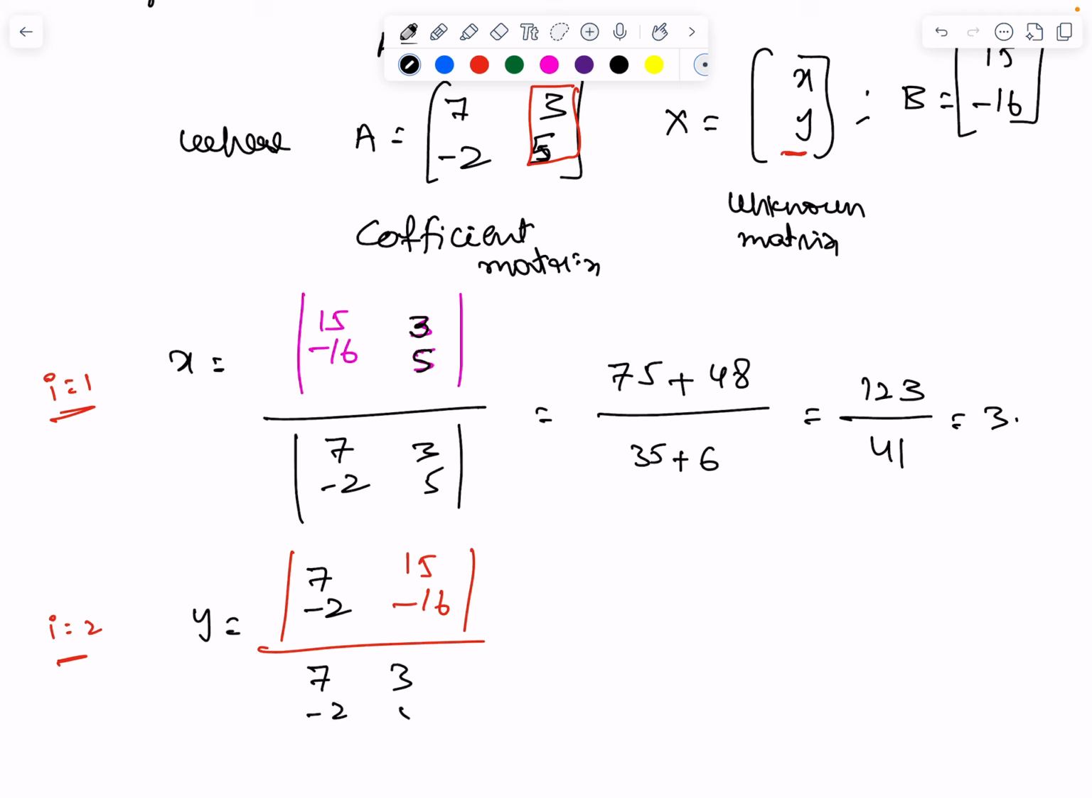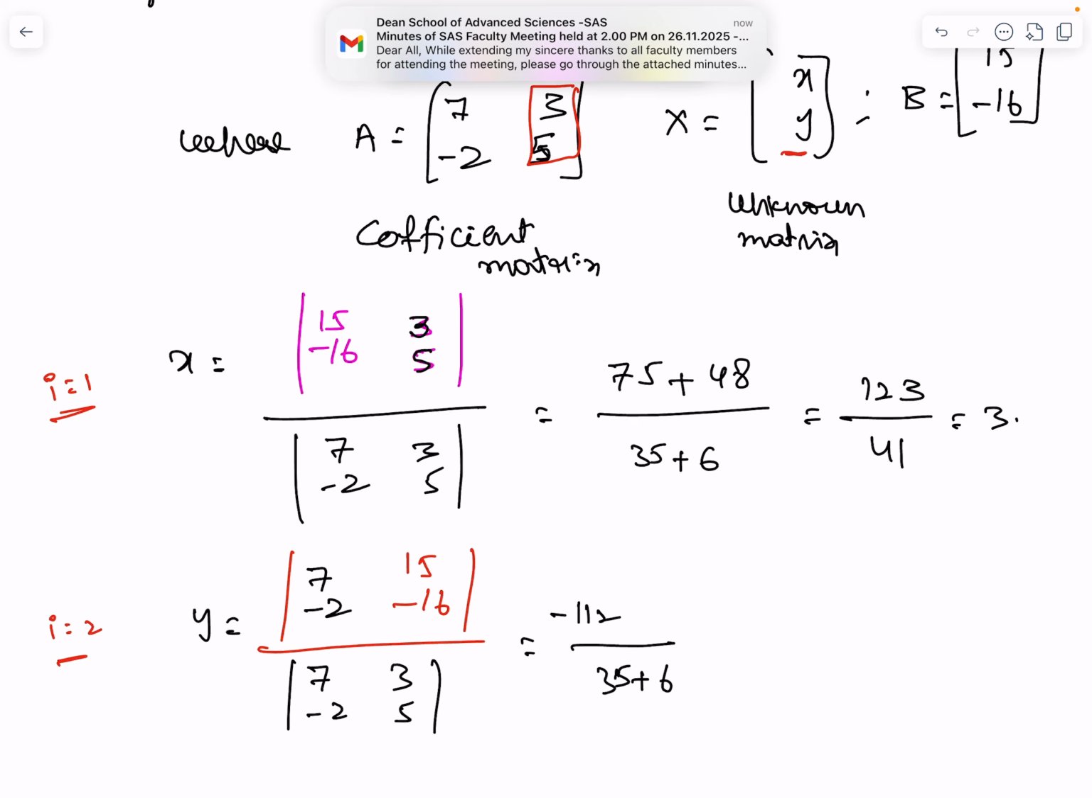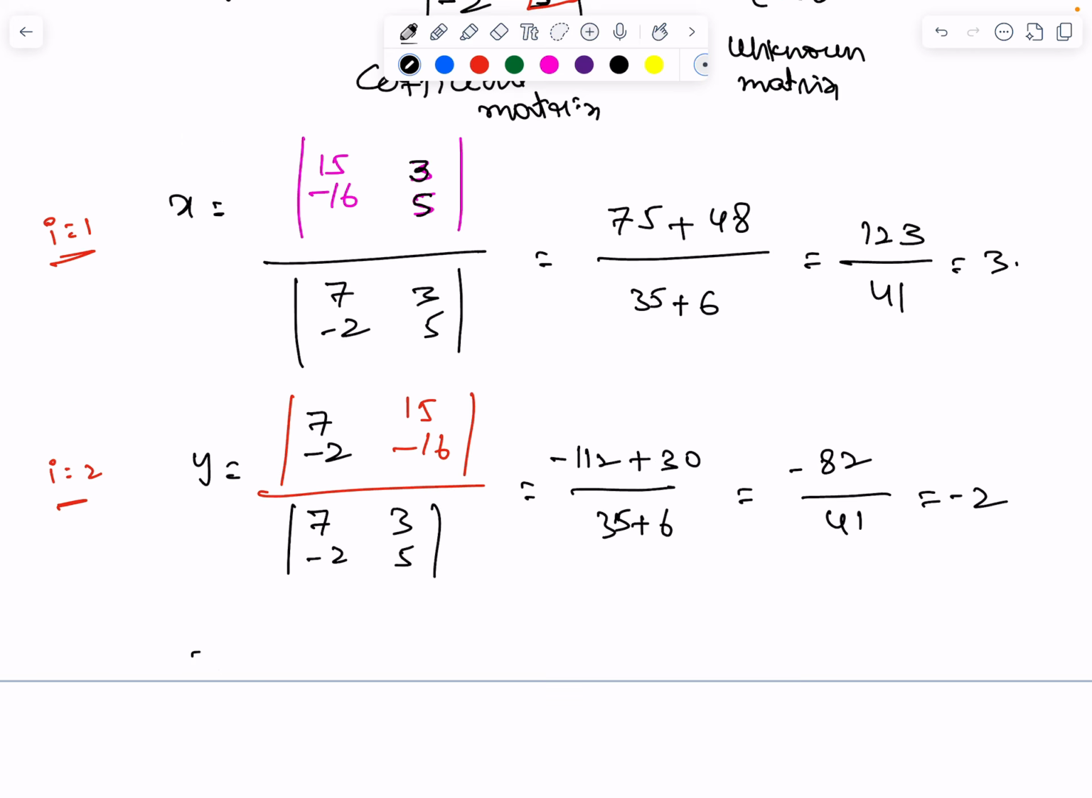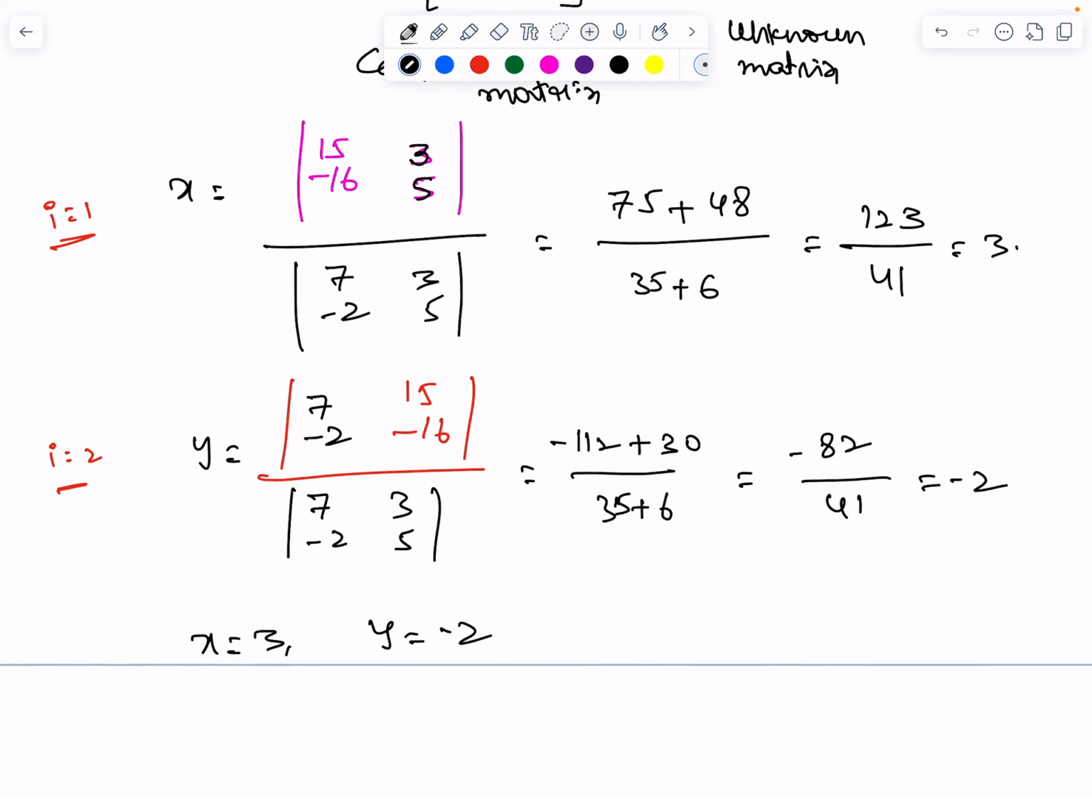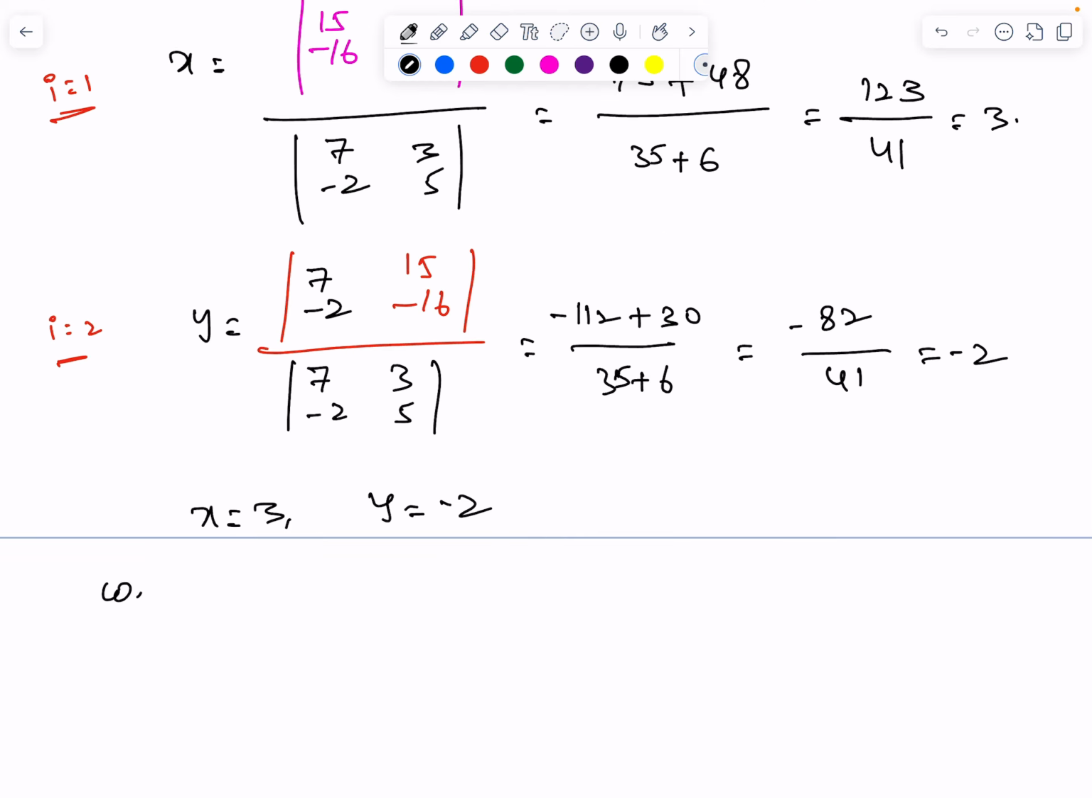You can notice that the determinant of A is constant, as you have already derived, therefore no change in it, but in the numerator there must be a change. Therefore, we have to calculate this value. So it is plus 30, and you have identified x equal to 3, y is equal to minus 2.